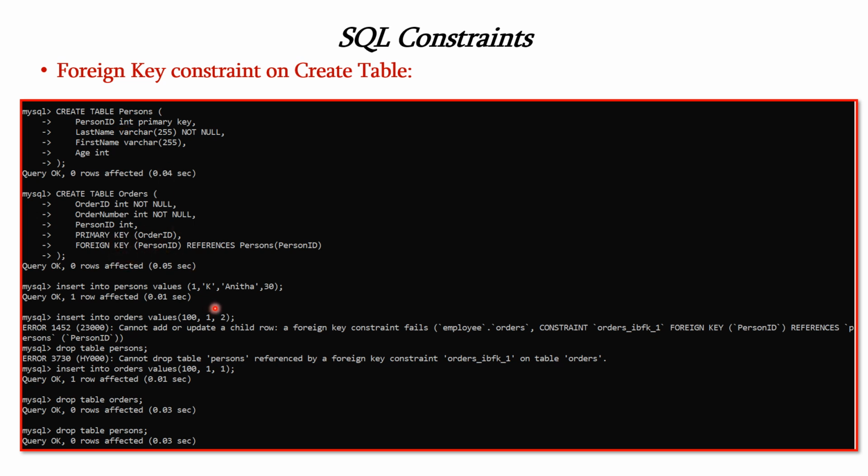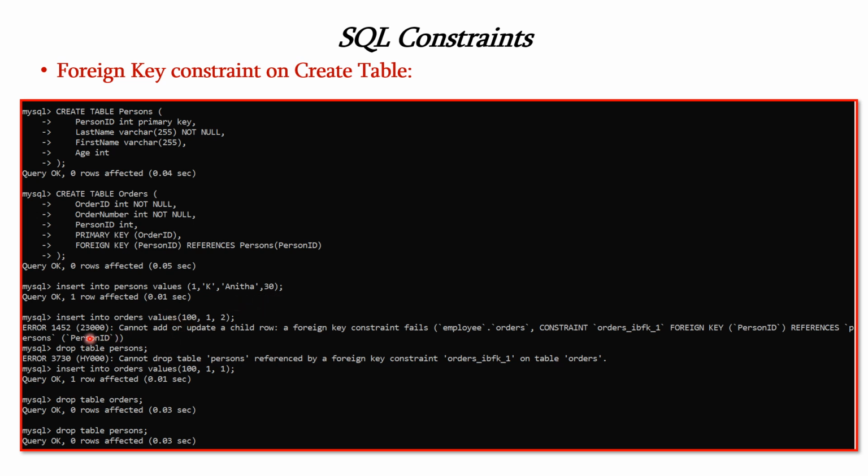So let us insert the values into the persons table. We have inserted one row, that is, one is the person ID, the last name is K, first name is Anita, and age is 30. So we have inserted one row successfully.